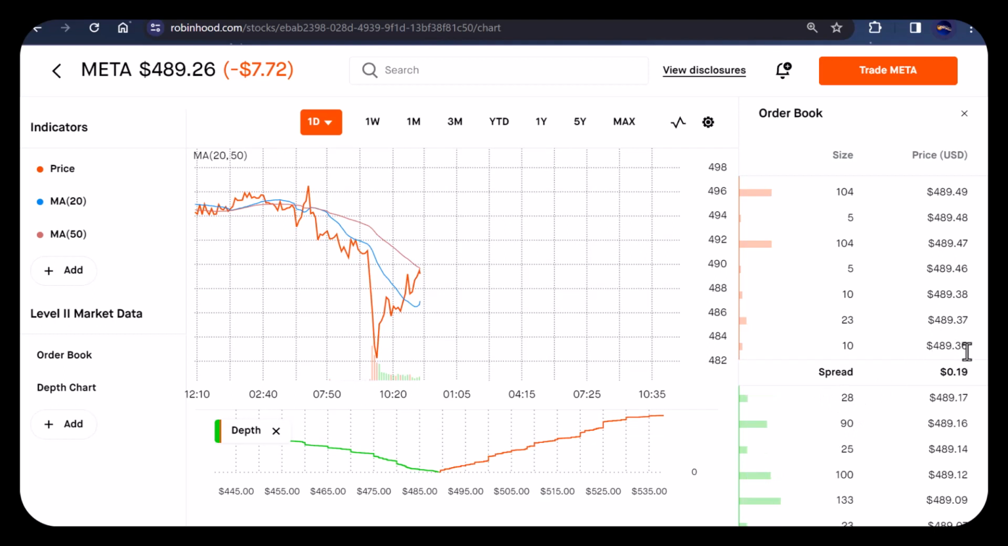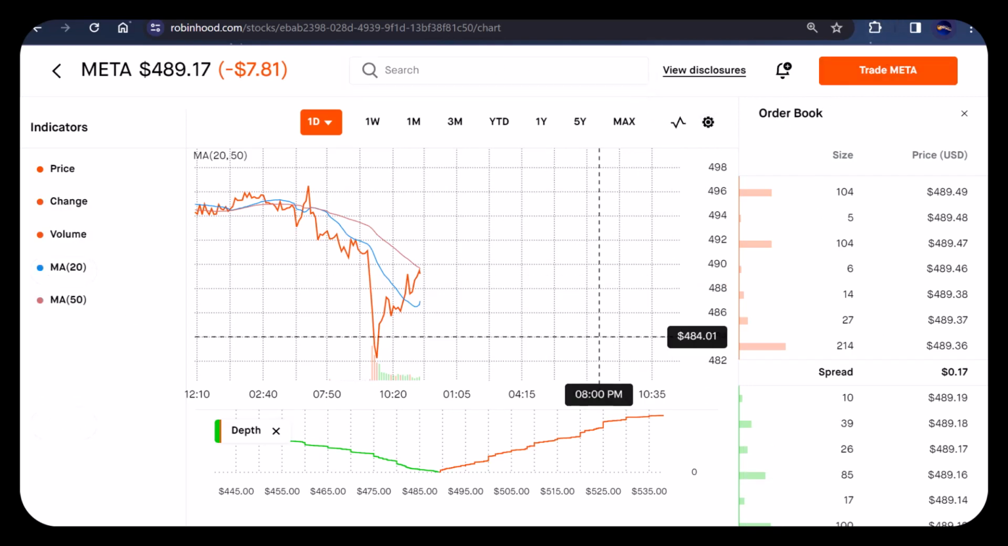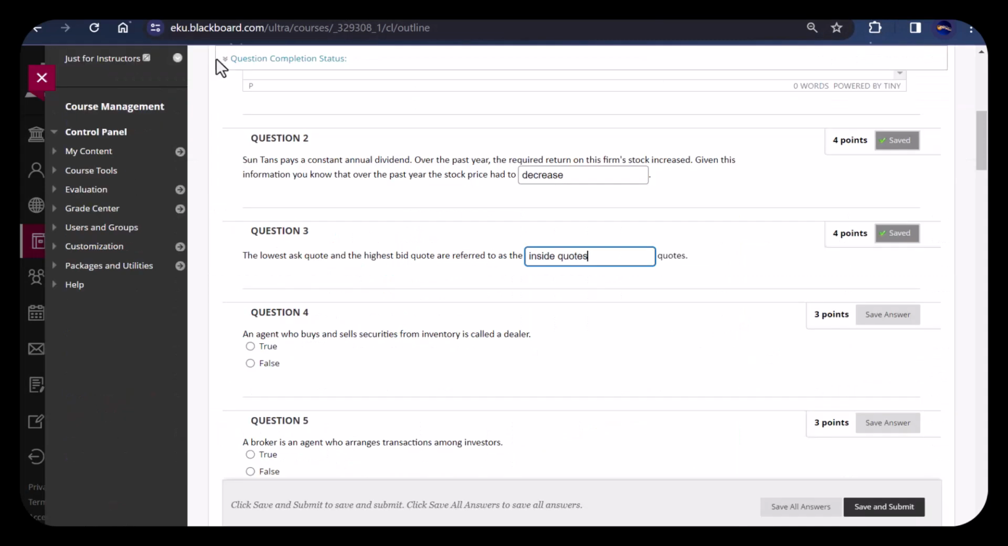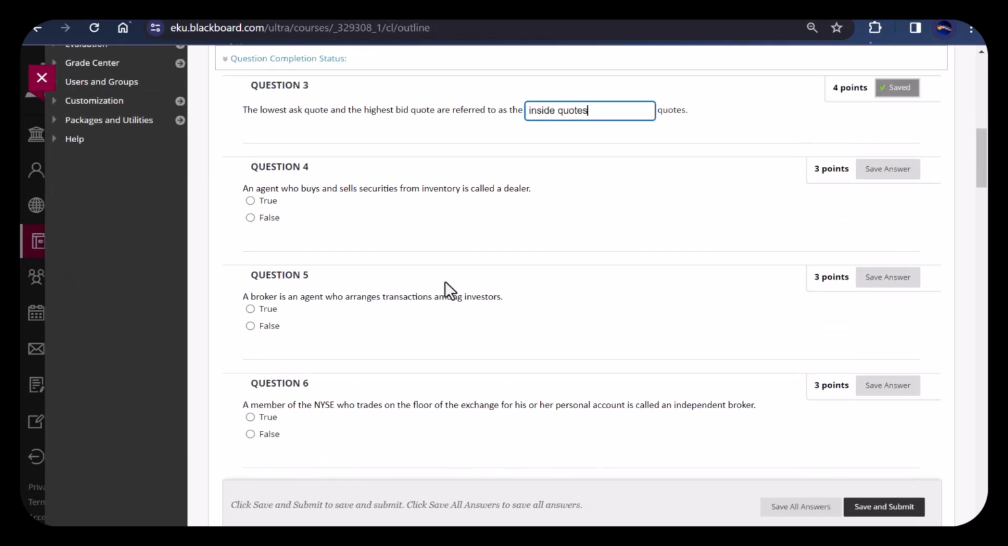Same thing over the ask. If you gave a market order to buy 10 shares, you could buy it pretty much at an average of $489.35. But for 250 shares, you're going to have to pay a little bit more. Okay, again, I didn't directly cover these, but since we're doing a review, let's talk about it.